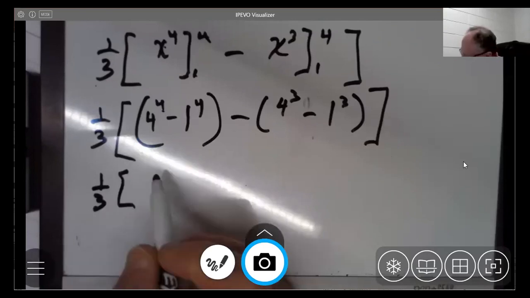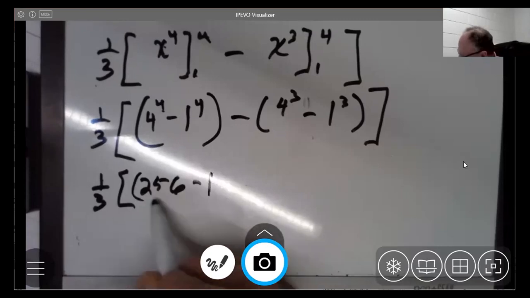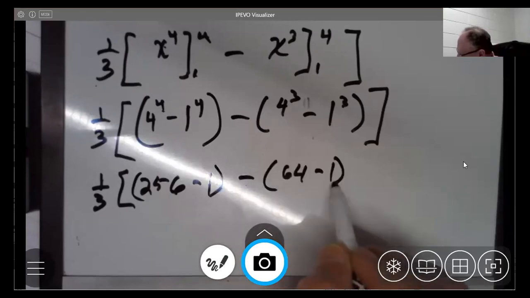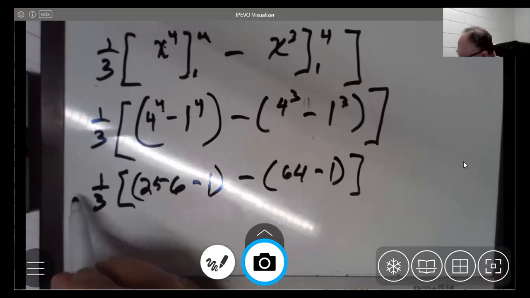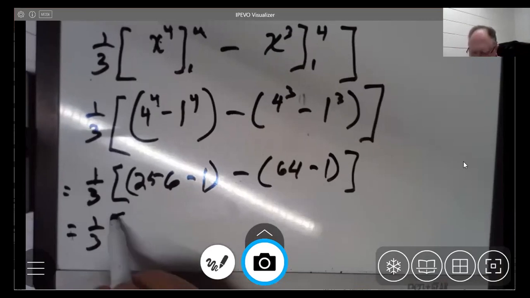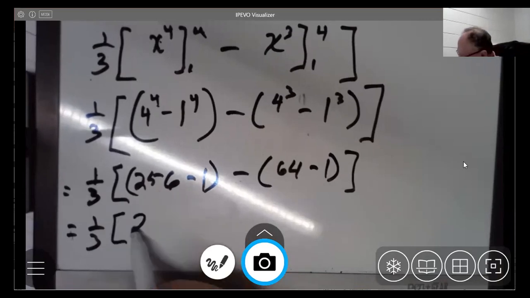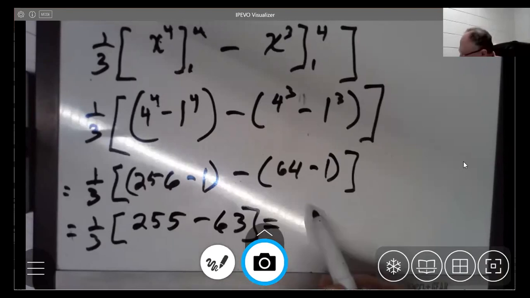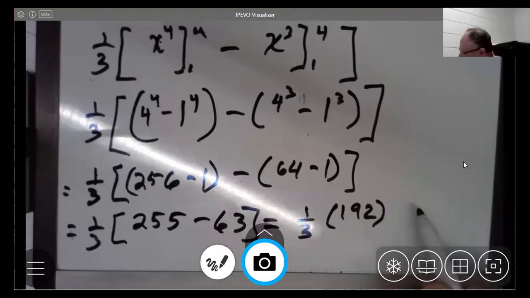And so 4 to the 4th is 256 minus 1. And then 4 to the 3rd, that's 64 minus 1. Okay, and so we get 1/3. 256 minus 1 is 255. 64 minus 1 is 63. So that's 255 minus 63 is going to be 1/3 times 192. And so that's 64. And that's our answer.